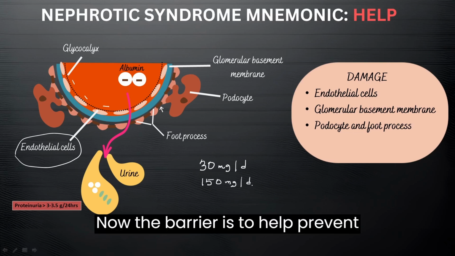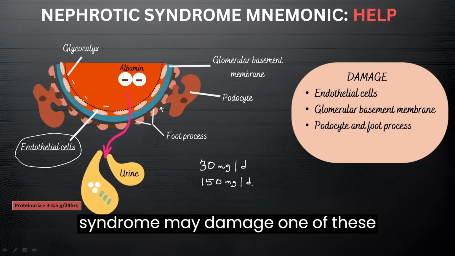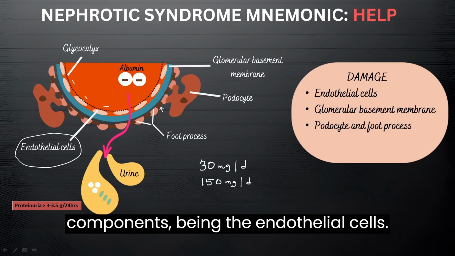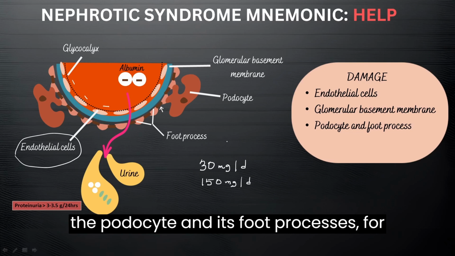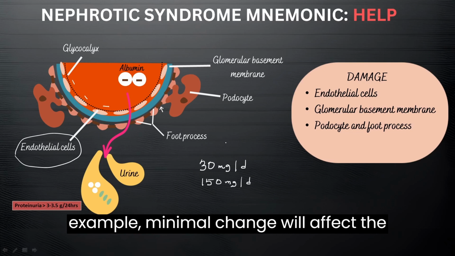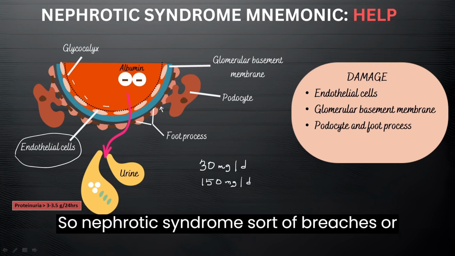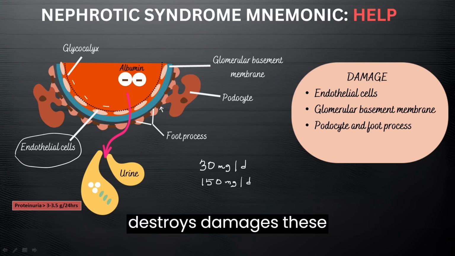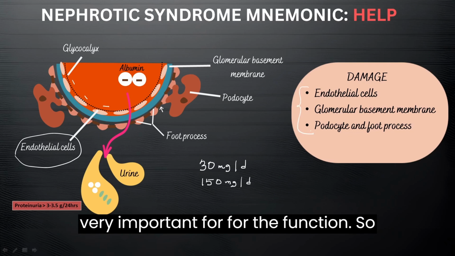Now, the barrier is to help prevent leakage, but unfortunately, nephrotic syndrome may damage one of these components: the endothelial cells, the glomerular basement membrane, or the podocyte and its foot processes. For example, minimal change disease will affect the foot processes as well as the podocytes. So nephrotic syndrome breaches, destroys, or damages these components that we have here. Very, very important for the function.